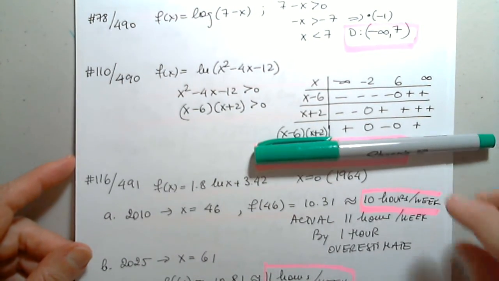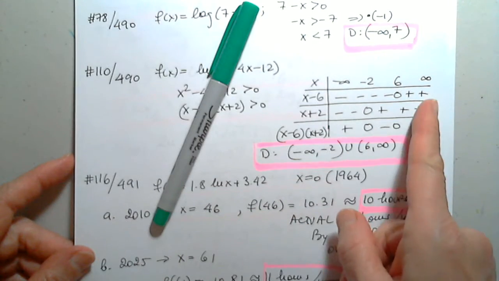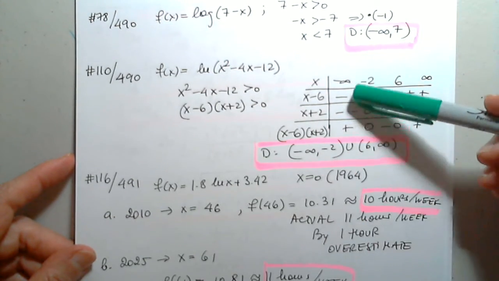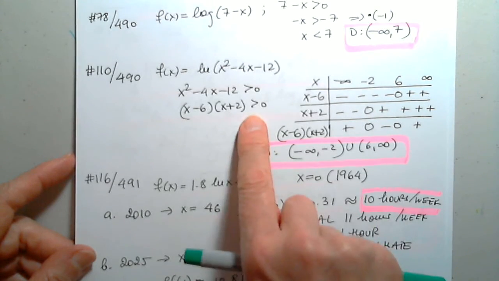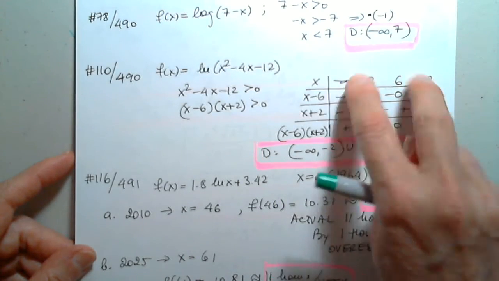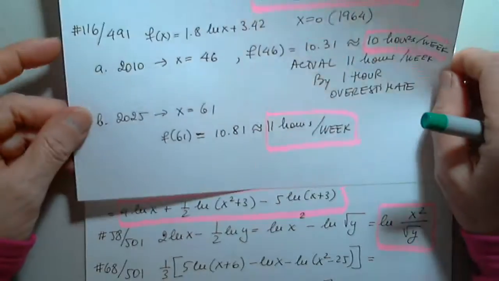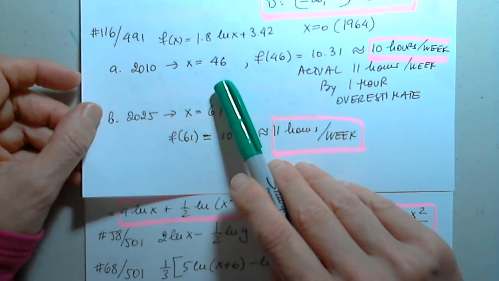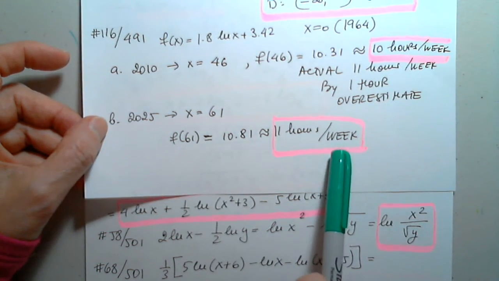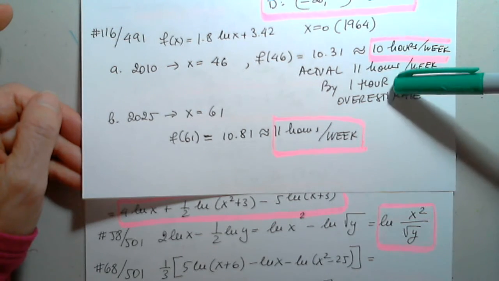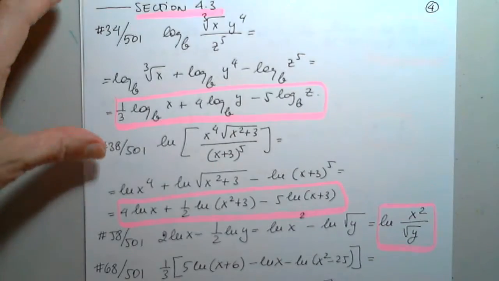You factor and you study the sign. These two have a positive slope, negative, positive, negative, positive. You multiply two negatives, you multiply one negative and two positives. So for greater than 0, it's this: negative infinity to negative 2, and 6 to infinity. Here we're asked to just plug in x equals 46 and x equals 61, and also look at the table. And we realized that this was an overestimate.